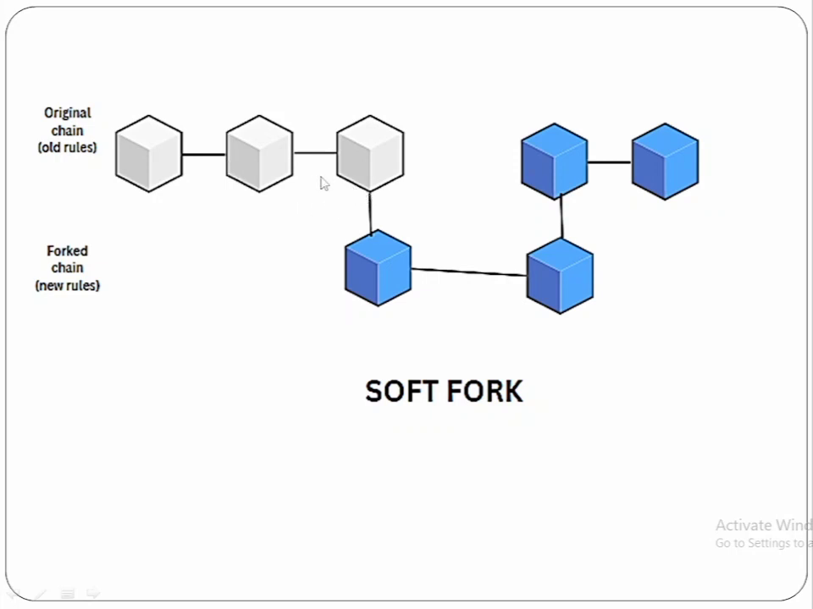Unlike a hard fork, there is no permanent split in the blockchain. The blocks will follow both the older rules and the new rules.